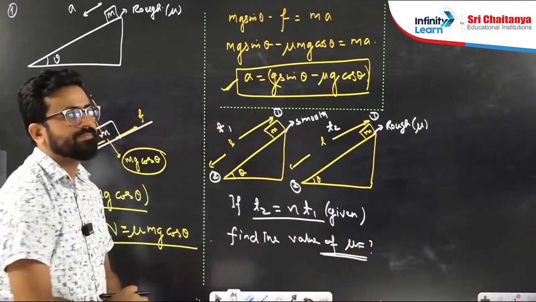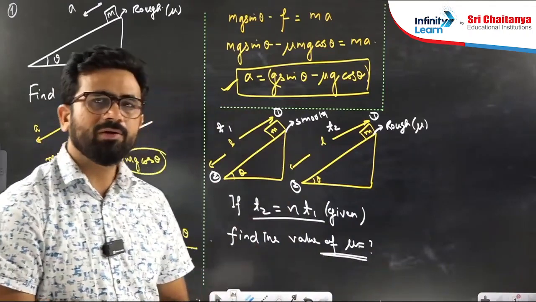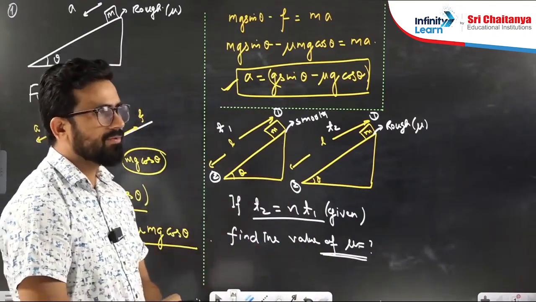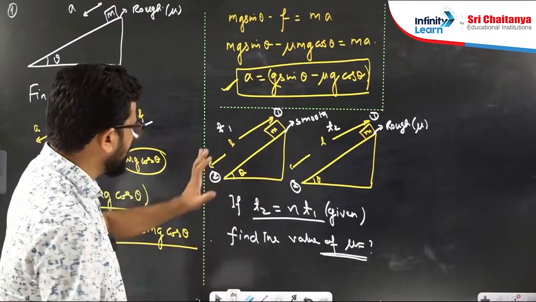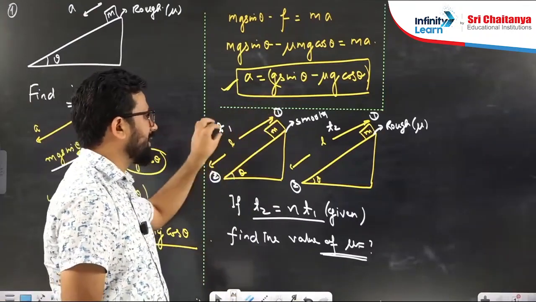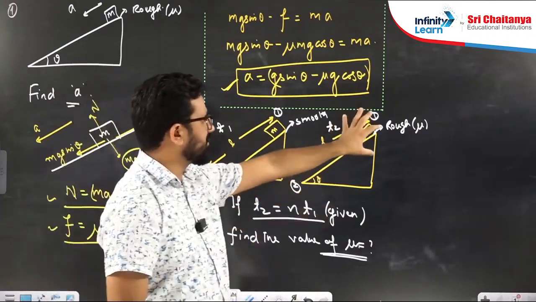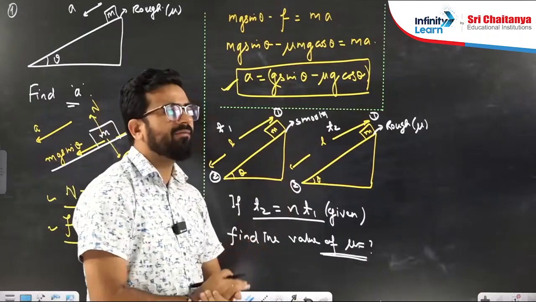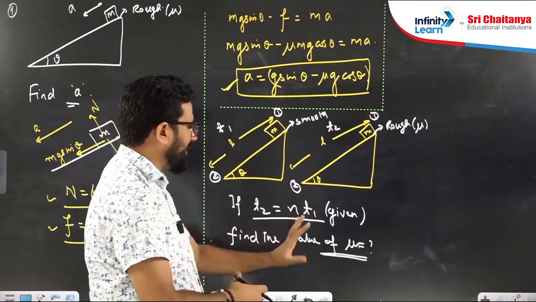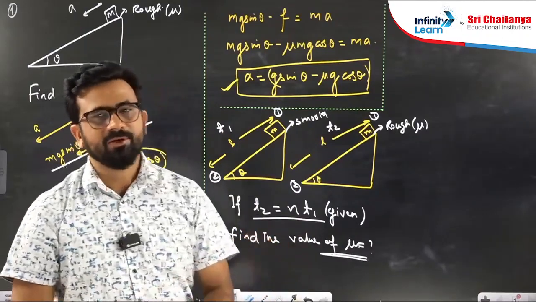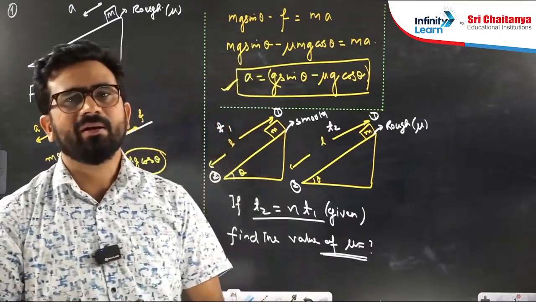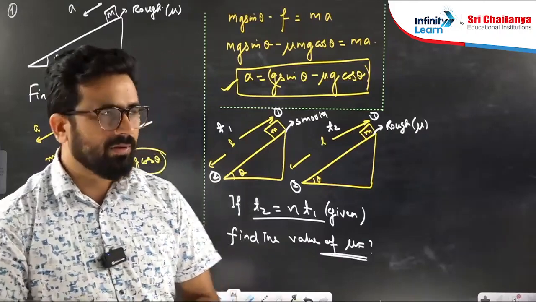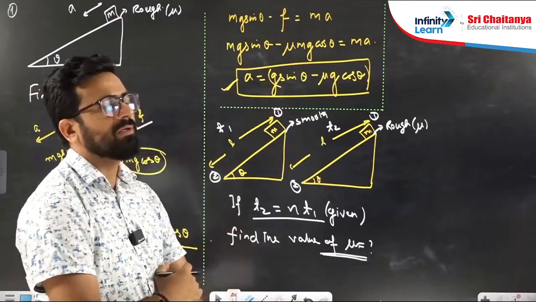We have to calculate this, we have to focus on it. What is the value of mu? Understood? On a smooth surface it takes t1 time to reach the ground. On the rough surface it takes t2 time, and t2 is equal to n times t1. We have to find the value of mu. This type of question you can also see in the PYQs and NEET very easily. So this is the type of question I am discussing. Now try to learn how to solve this question.